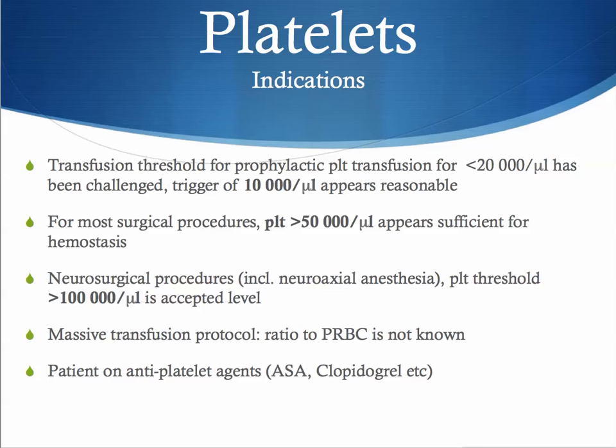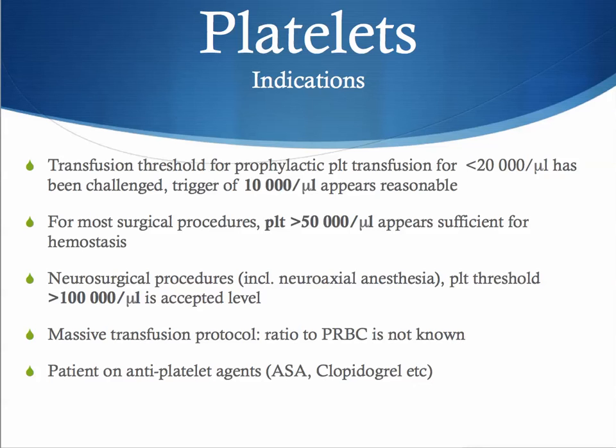In neurosurgical procedures, and that includes neuroaxial anesthesia, we like to have a platelet threshold above 100,000. However, I'm also expecting that here we are more lenient towards accepting lower numbers if a patient is stable at that. In massive transfusion protocols, please keep in mind that the ratio of platelets towards PRBCs and FFPs is not known. So we are here much more kept to monitoring our clinical situation, hopefully have TEG or ROTEM monitoring available, where we get more an idea of in vivo assessment of coagulability.